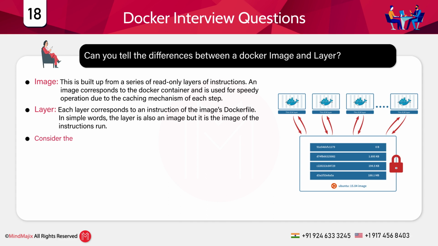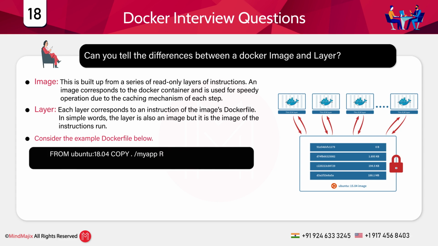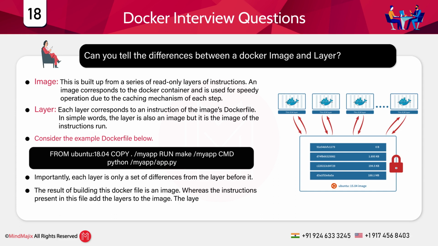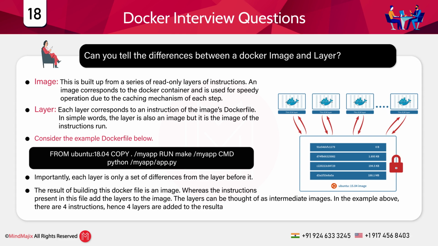Consider the example Dockerfile below. Importantly, each layer is only a set of references from the layer before it. The result of building this Dockerfile is an image, whereas the instructions present in this file add the layers to the image. The layers can be thought of as intermediate images. In the example above, there are 4 instructions, hence 4 layers are added to the resultant image.